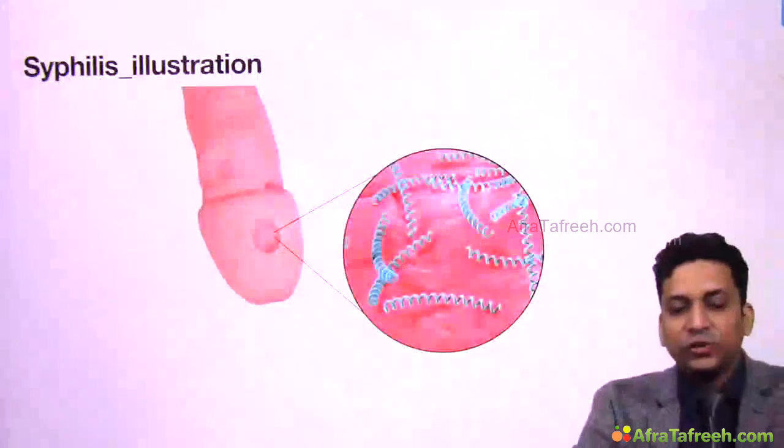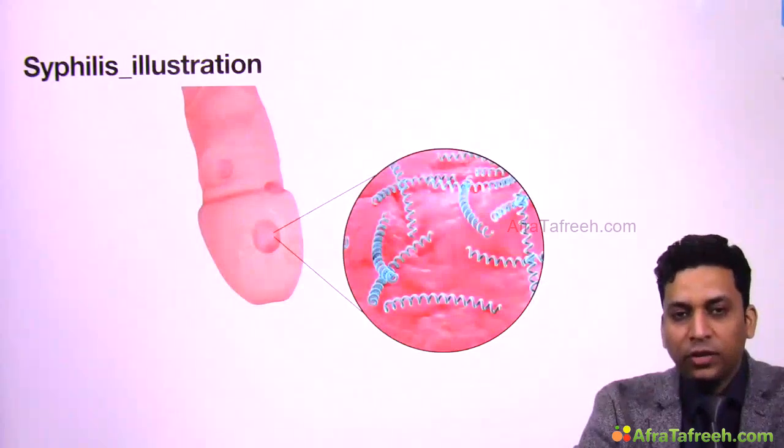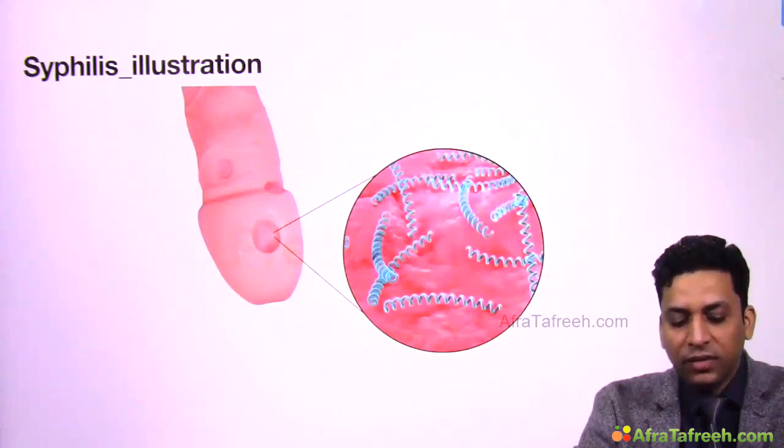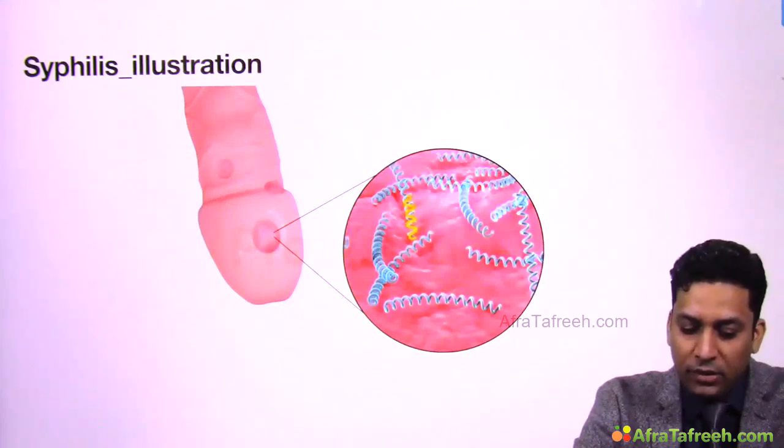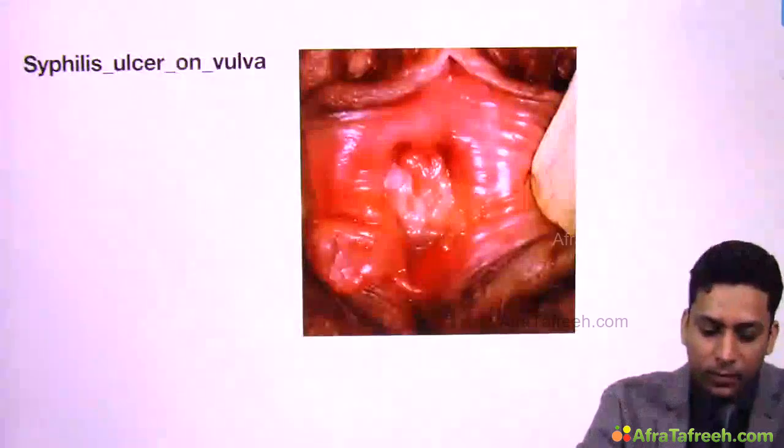Then the investigation of choice, I told you, is dark ground microscopy. So when you take the smear from this genital ulcer of syphilis and see it under the microscope, you will find this Treponema pallidum, which has this corkscrew movement.